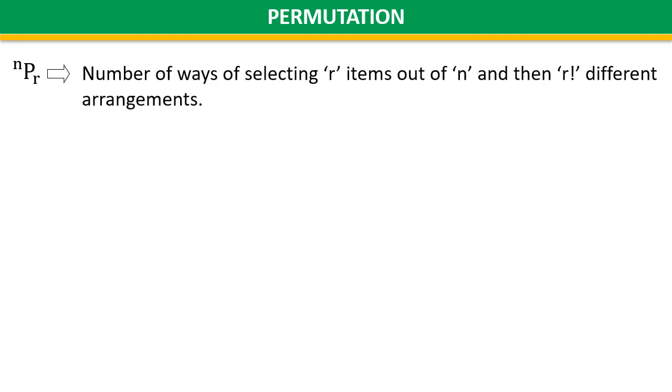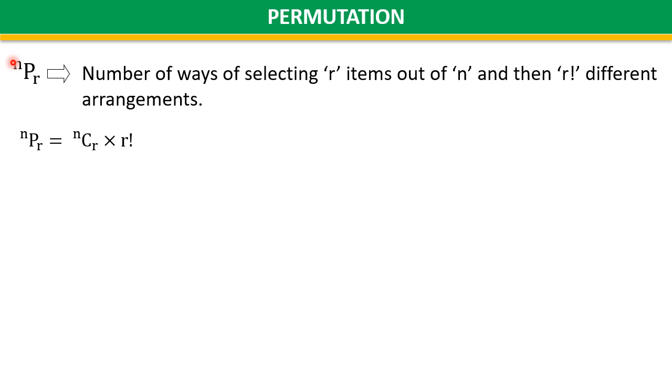Okay, now let us understand what is permutation. It is denoted by nPr. What does it mean? It means the number of ways of selecting r items out of n, and then r factorial different arrangements. So nPr is equal to nCr into r factorial. Well, nCr stands for combination, the number of ways of selecting r items out of n items, and further doing r factorial different arrangements.